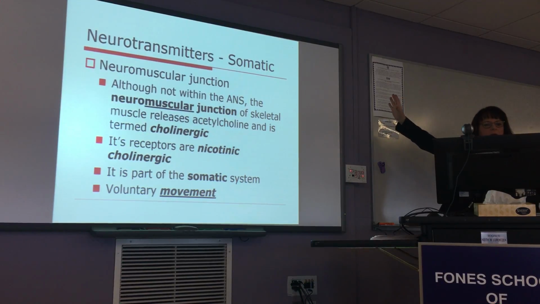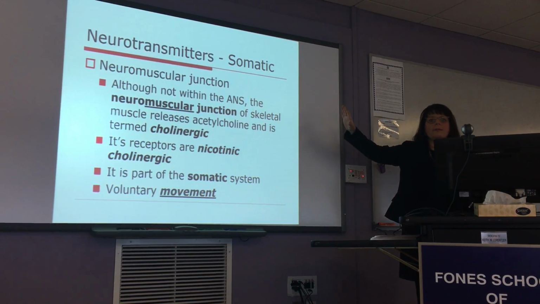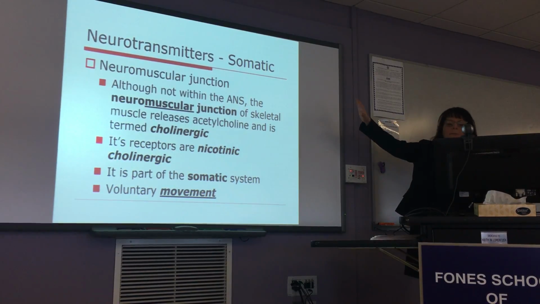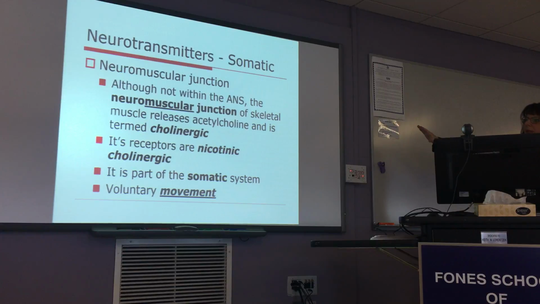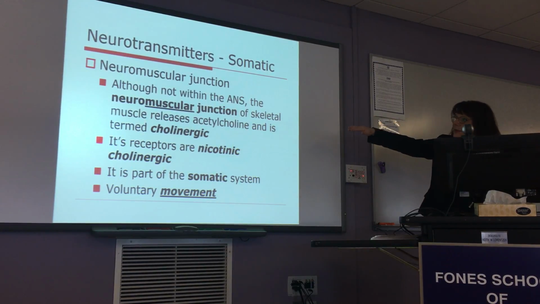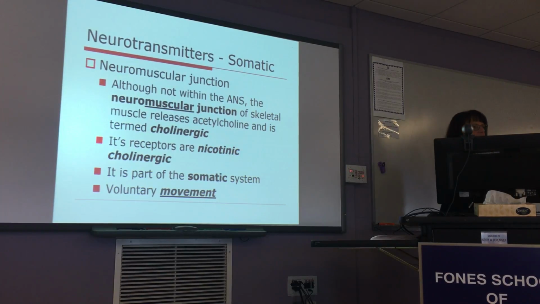Somatic. Okay, the somatic nervous system. What does that have to do with? Voluntary. Voluntary movement, okay? Soma means body. So think about body movement when you hear somatic. And because we're going to be talking about effects of drugs, even though this is not part of the ANS system, if you will, we do have responses at the neuromuscular junction of skeletal tissue that controls voluntary responses.